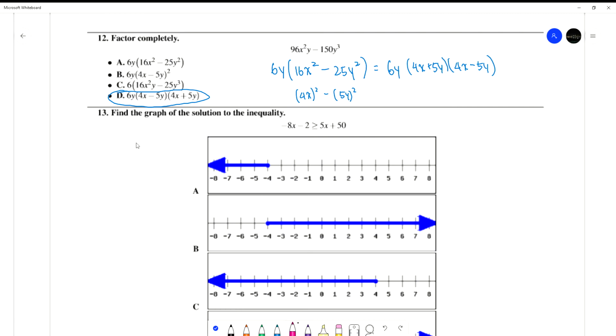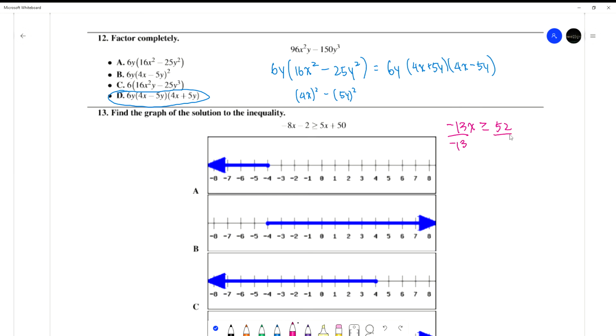All right, moving on, we have the graph of the solution to this inequality. So we're going to solve it just like we did in terms of our single variable equation, right? So we move all the x's to the left. So if I subtract 5x, I have 8x minus 5x is negative 13x. And I'm going to add 2 to both sides. The inequality is a greater than or equal to, right? So add 2 and I get 52, right? And then I do 52 divided by negative 13 on both sides.